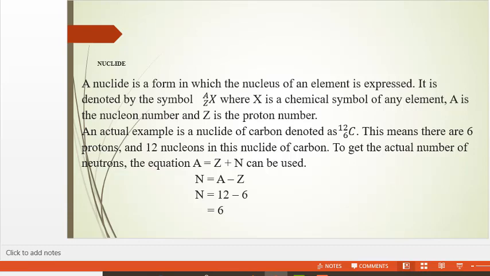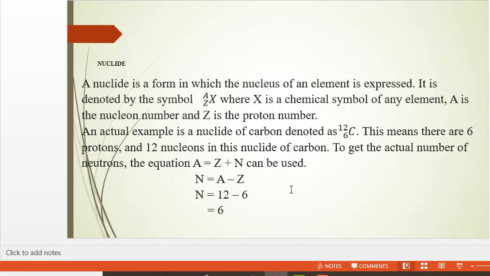So what is a nuclide then? I earlier said that we'll look at a nuclide and the terms associated with it. We have already looked at the terms associated with a nuclide. We have looked at mass number, which is also called nucleon number. We have looked at proton number, which is simply the number of protons in the nucleus of an atom. We have looked also at the neutron number, or simply the number of neutrons. Now a nuclide is a form in which the nucleus of an element is expressed. Let us take for instance an element X, X standing for an element.